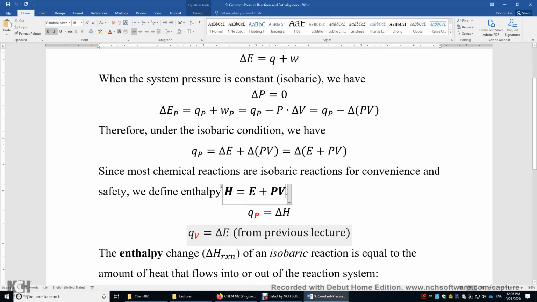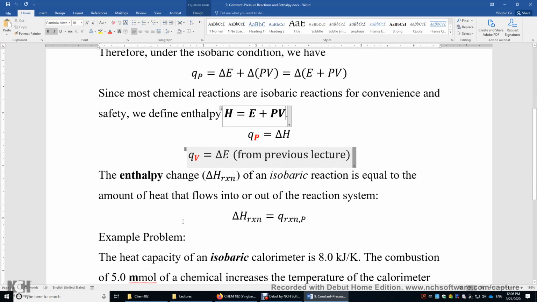From the previous lecture, you learned that Q sub V equals the change of the internal energy. Therefore, I want to tell you this. The heat flow is equal to delta H, and the heat flow is equal to delta E. Both statements are correct. You need to specify the condition. Under isobaric condition, Q sub P equals delta H. Under isochoric condition, Q sub V equals delta E.